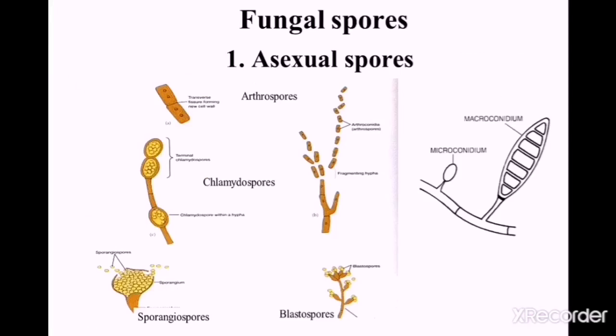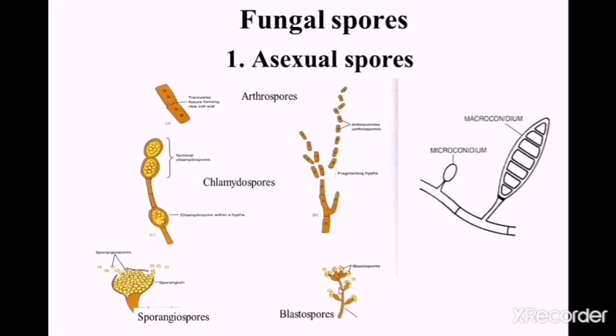Fungal spores. These are fruiting bodies produced for sexual or asexual reproduction. They are of two types, asexual spores and sexual spores. The asexual spores are formed by budding and mitosis, and these include chlamydospores, arthrospores, blastospores, and sporangiospores. Arthrospores arise by fragmentation of the ends of hyphae. Chlamydospores are rounded, thick-walled, and quite resistant structures. Candida albicans is an example of chlamydospore formation.